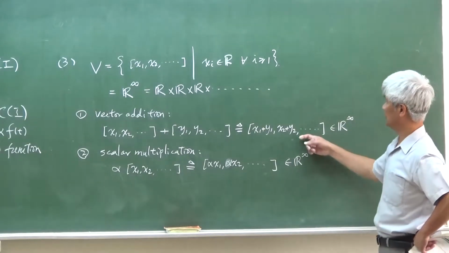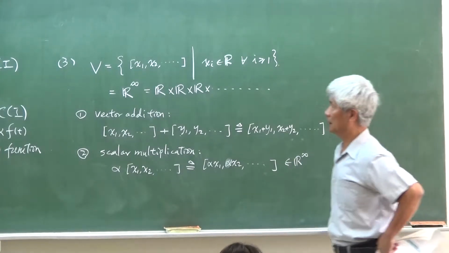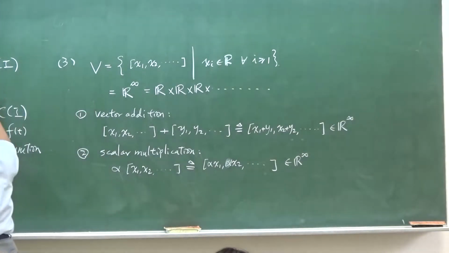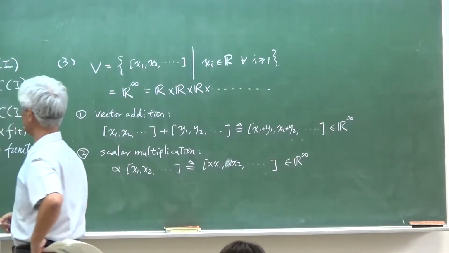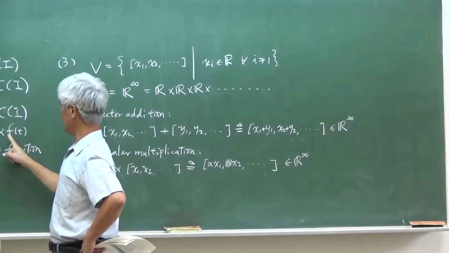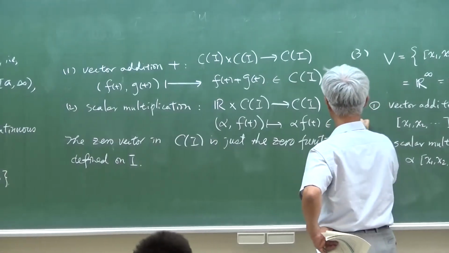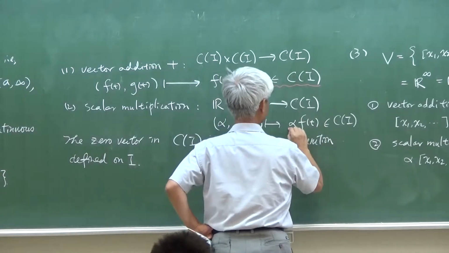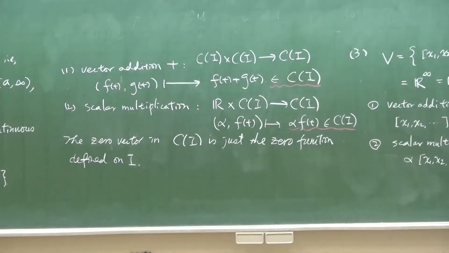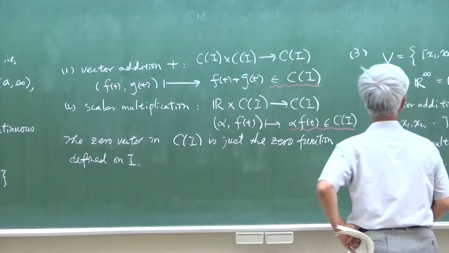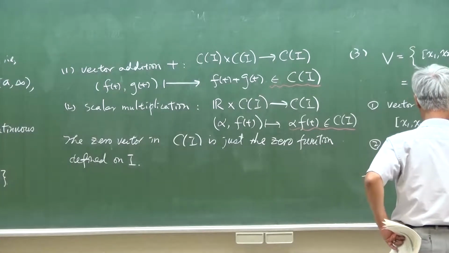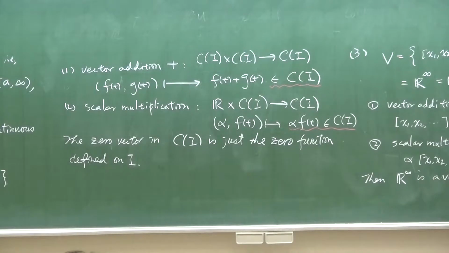As I say, you have to check whether this definition is well defined. Just like here, the sum of two continuous functions must be continuous. Similarly, if f of t is continuous, then alpha, a constant times a continuous function, is also continuous. So always check whether the definition is well defined. So now we have checked that this is true. Then R infinity is a vector space over R.